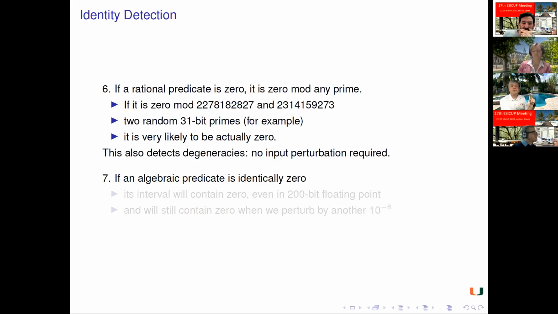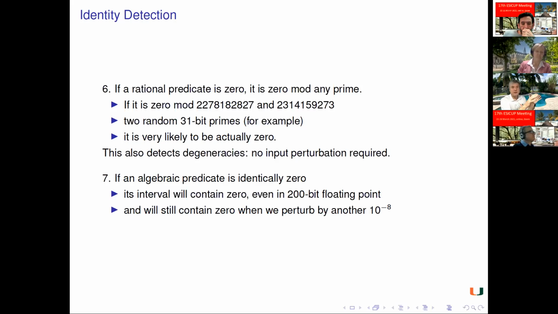We went back to perturbing the input to get rid of ordinary degeneracies, so the only time it's 0 is if it's identically 0. Then we would say, well, if it's identically 0, then even if you use like 200 bits of precision, the interval will still contain 0. And even if you take the inputs and perturb them again, it will still contain 0. Then we worked out the statistics to show that it's extremely unlikely that it isn't 0 but you're being fooled. And so that's the approach for algebraic.